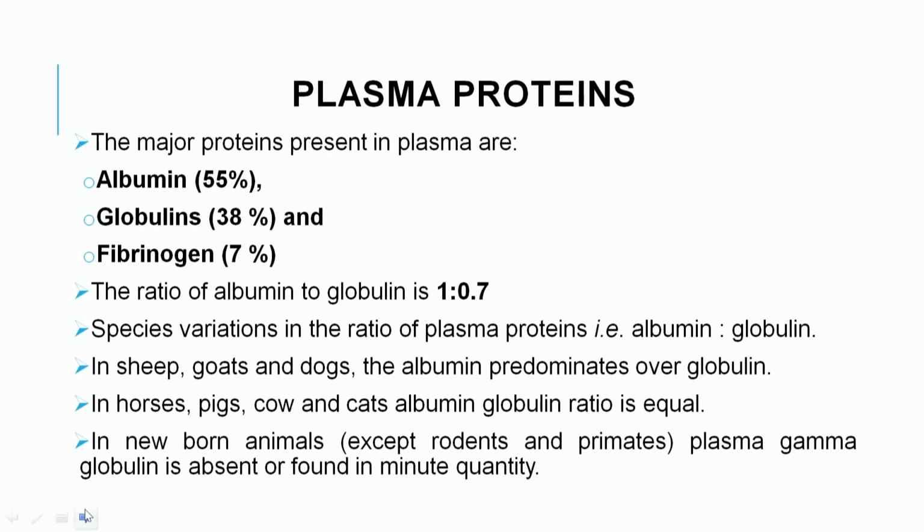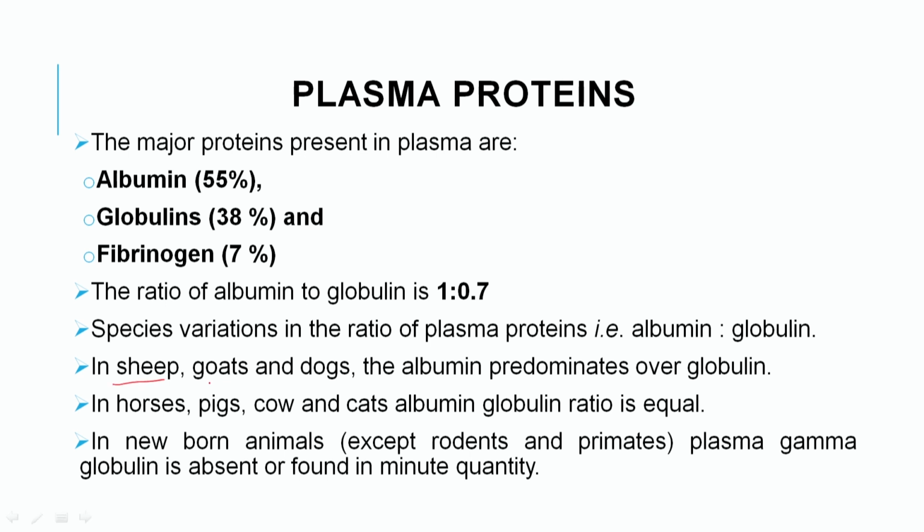Plasma protein. There are three major plasma proteins present in the plasma: albumin, which constitutes around 55% of the total protein, globulin, around 38%, and fibrinogen, around 7%. The ratio of albumin to globulin is 1:0.7.